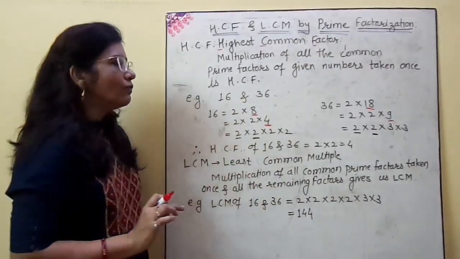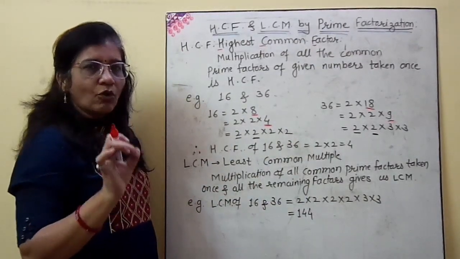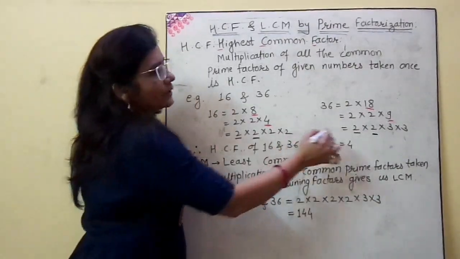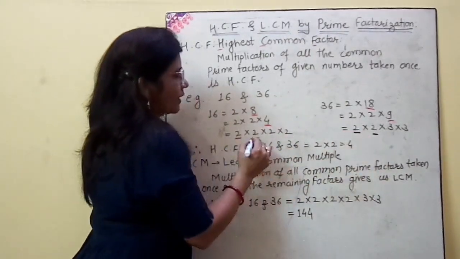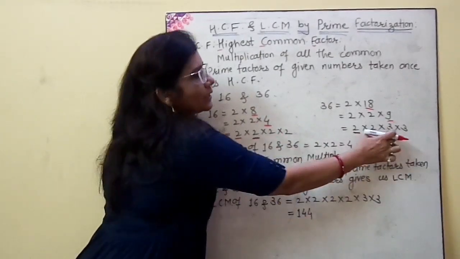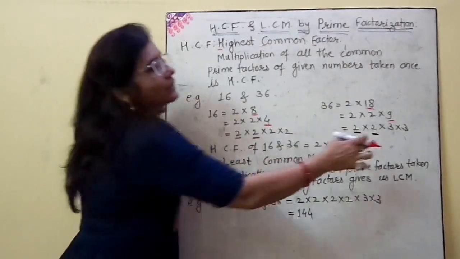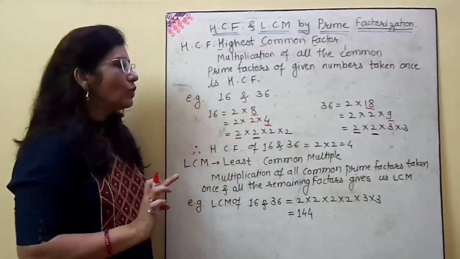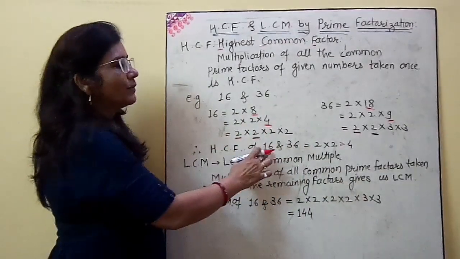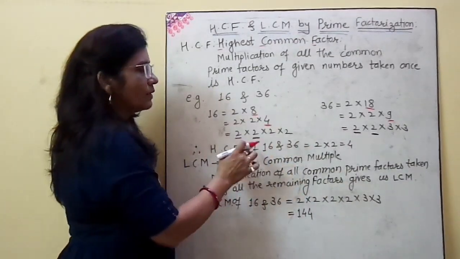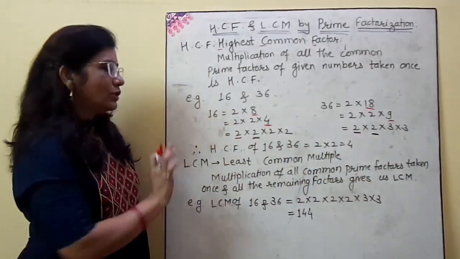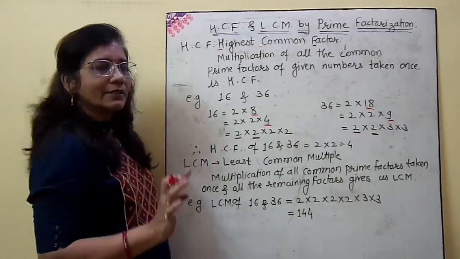Now we will underline the common factors of these two numbers. This 2 and this 2 are common factors. Here there is 3, but in 16 there is no 3. So only two common factors are there, that is 2 and 2. So the HCF of the given numbers will be the product of these two common factors, that is 2 into 2, that is 4. So this is the HCF of 16 and 36.